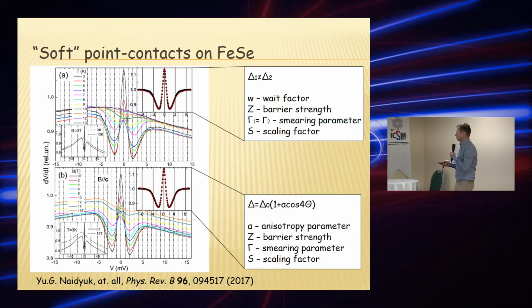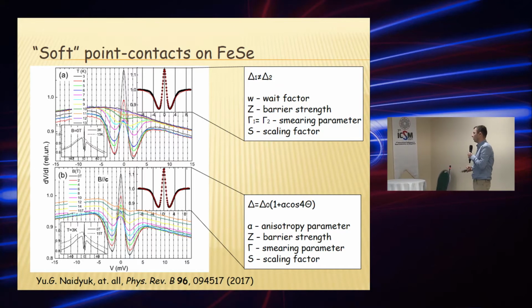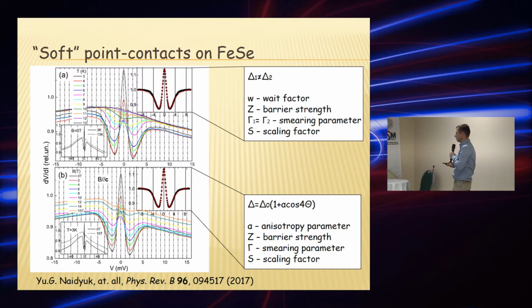Here I want to present some results on soft contact spectroscopy on iron selenide, which we measured earlier. Here are the temperature dependencies and magnetic field dependencies. For the point contact spectra, we see very nice gap features. But when we tried to fit them with one gap, we couldn't get nice results. So in 2017 we tried two approaches: one is to use one anisotropic gap, and another to use two gaps.